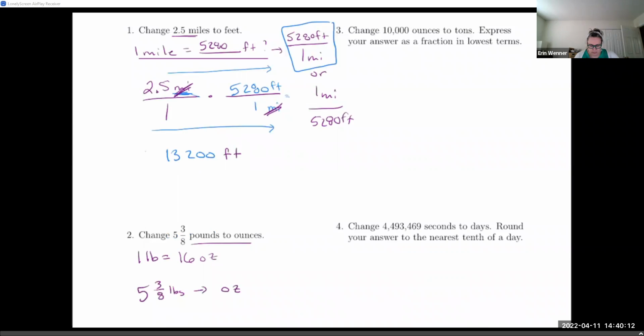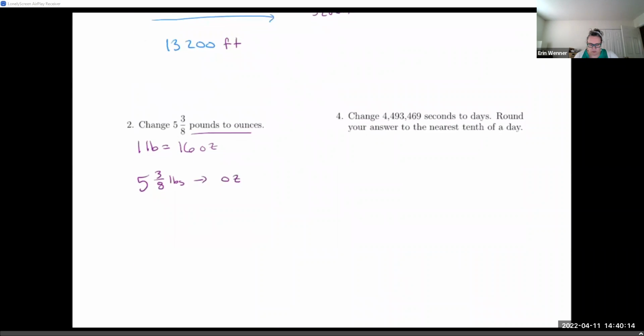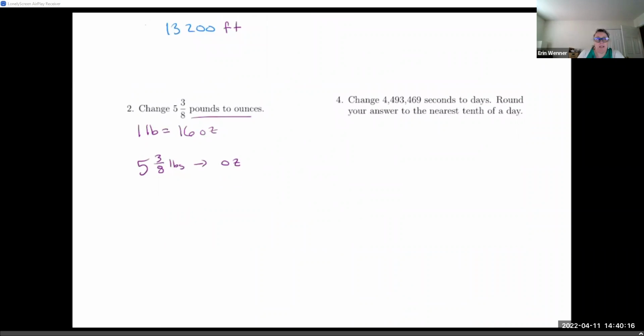Now, before I can convert it to ounces, I need to first switch it from a mixed number into an improper fraction. So we're going to take 5 3/8, and we're going to do 5 times 8, which is 40, plus 3, giving us 43. So that's 43/8 pounds. And then we want to multiply it by our conversion factor.